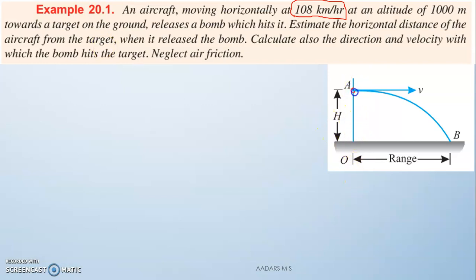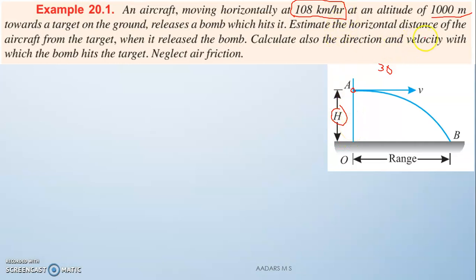So at point A, they are releasing the bomb. The aircraft is moving at 108 km per hour, that is 30 meters per second. It is the velocity, that is v is given as 30 meters per second. After releasing, after some time, it will hit point B, and h is given as 1000 meters. Okay. So to cover a distance of h, released with a vertical velocity of 0, how much time will it take to travel a vertical distance of h? That we have to find out.